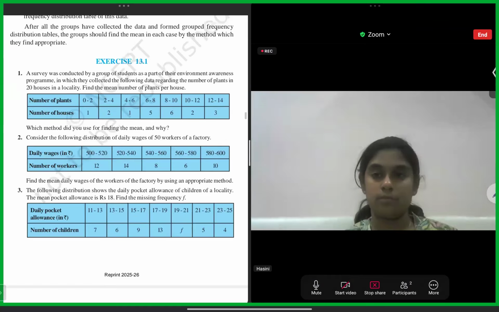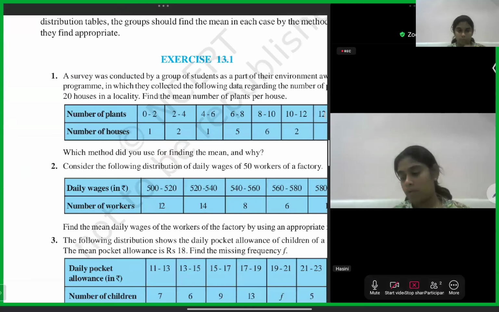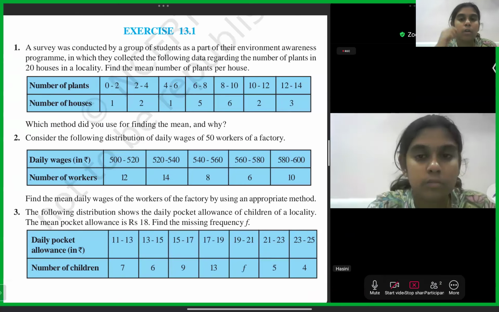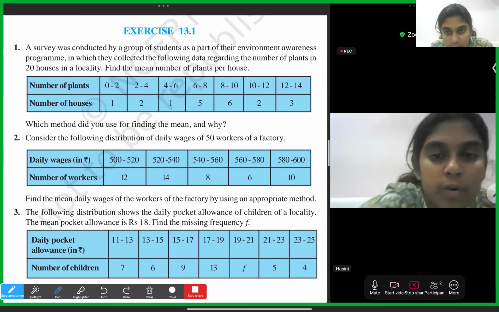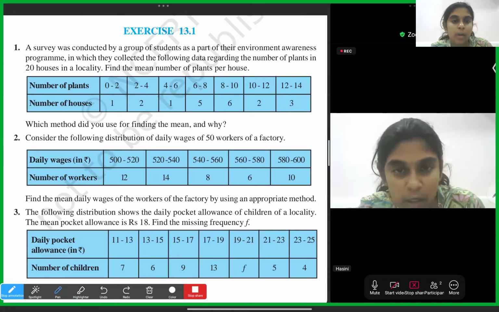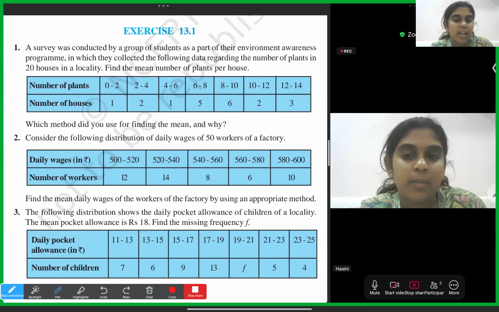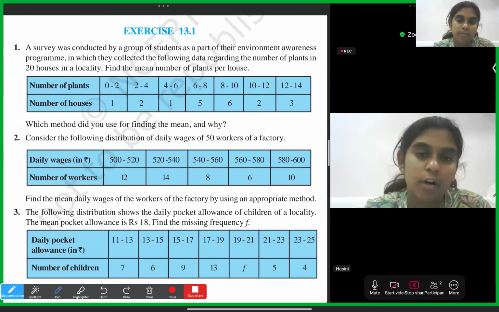The first question, 13.1. Read the question. A survey was conducted by a group of students as a part of their environment awareness program, in which they collected the following data regarding the number of plants in 20 houses in a locality. Find the mean number of plants per house. Number of plants 0 to 2, number of houses 1. 2 to 4, 2.